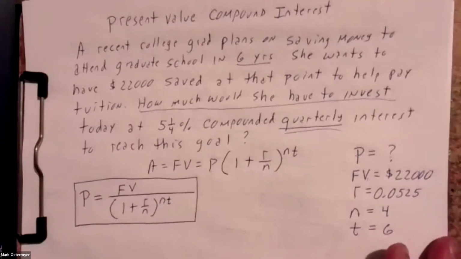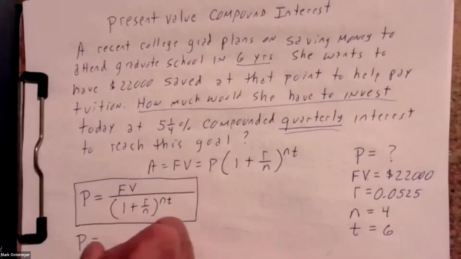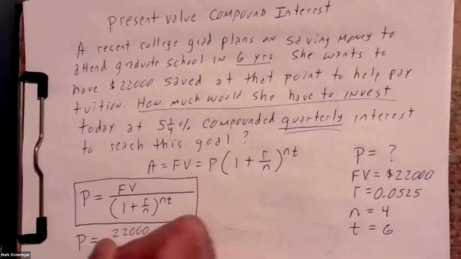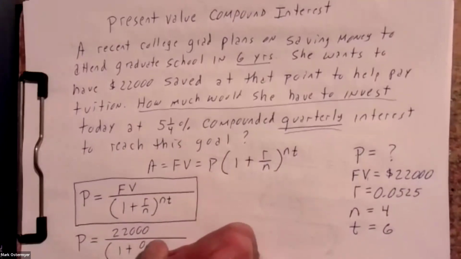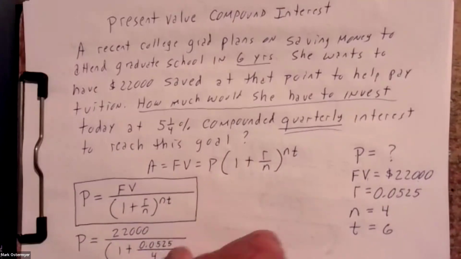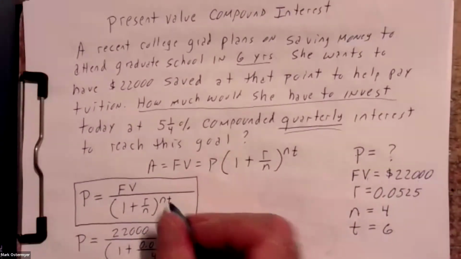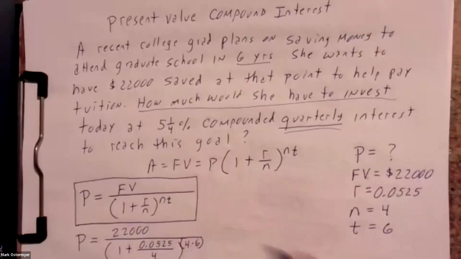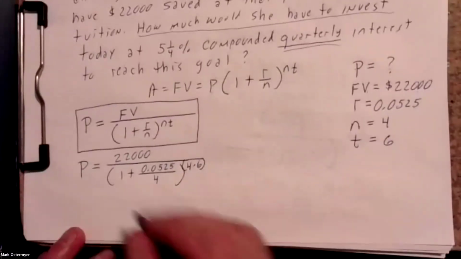All right, let's see how it works for this situation here. My present value is P. I don't know what it is. My future value is $22,000 divided by 1 plus the interest rate, which is 0.0525 divided by n, which is 4, all raised to the n times t power, 4 times 6. We've got to get on our calculator and dial this up. So how do we present this to the computer?